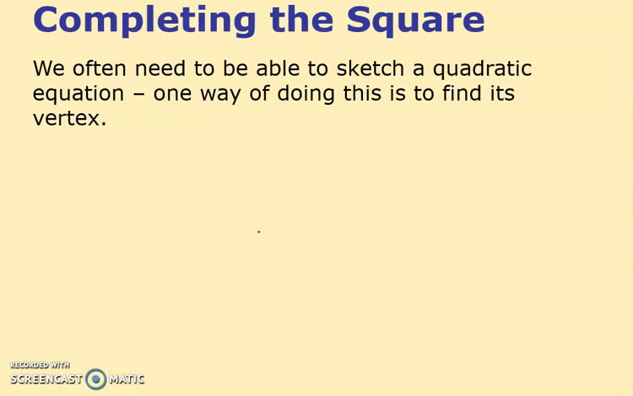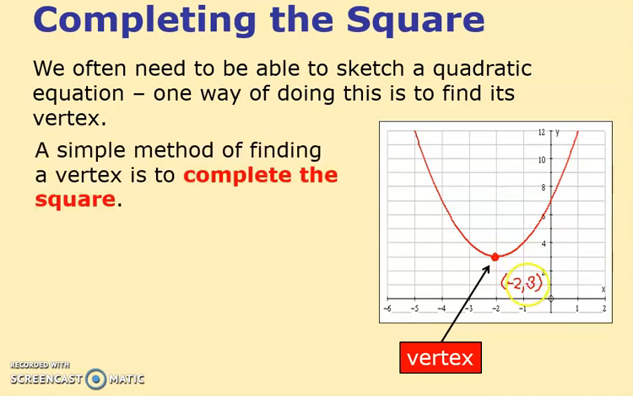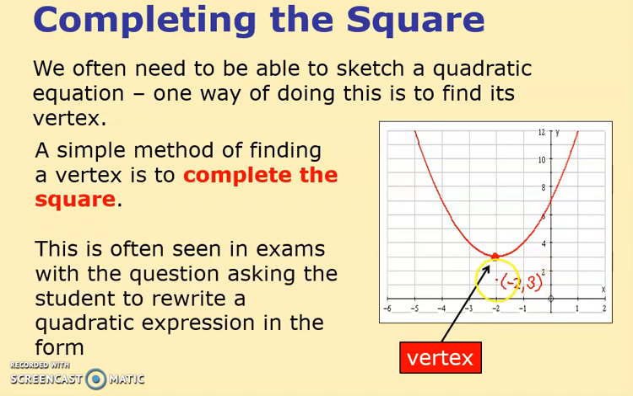Completing the square again, it comes up at GCSE, but perhaps only very, very briefly. So this is a graph that we just had. It says we often need to be able to sketch a quadratic equation. One way of doing this is to draw its vertex, or at least to find its vertex. And that's the vertex there. You'll notice it is at minus 2 across, and 3 up. The method that makes this easier is the completing the square method. And if you can find this vertex, you can sketch it. And that's a useful thing to be able to do in exams.